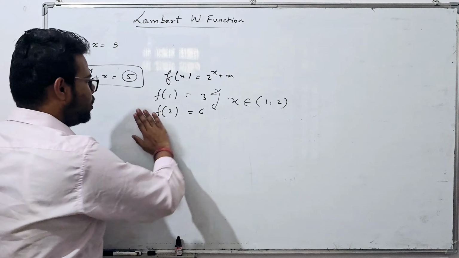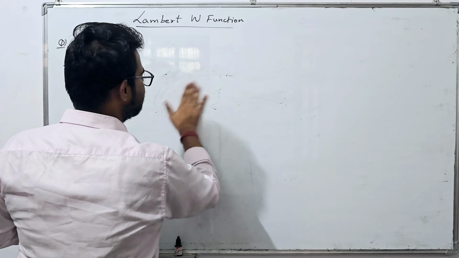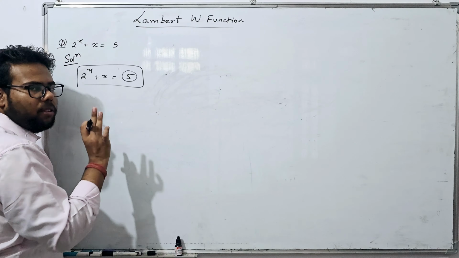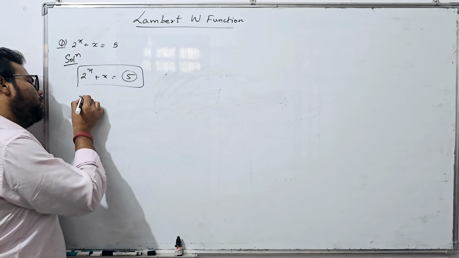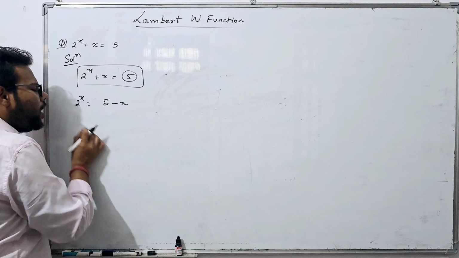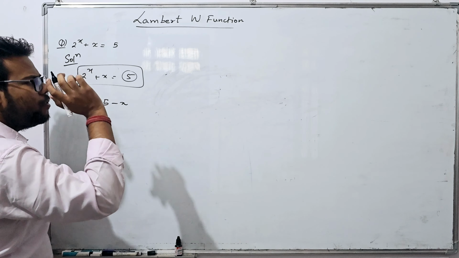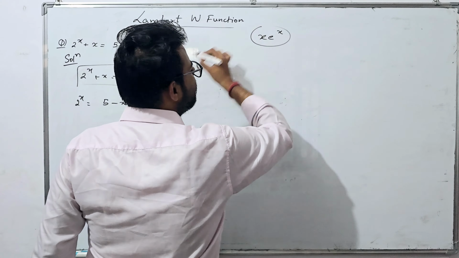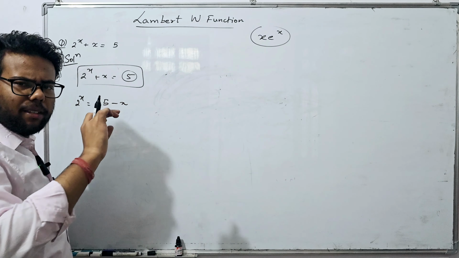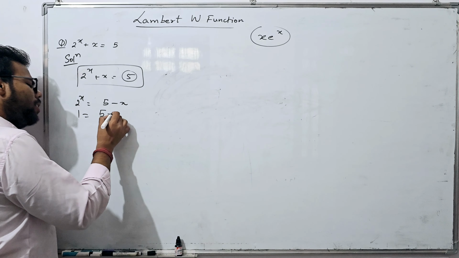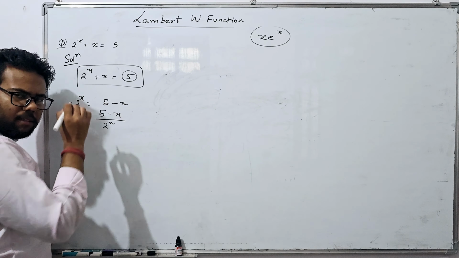Okay, so let's erase this and solve 2 raised to the power x plus x is equal to 5. So 2^x is equal to 5 minus x. Divide both sides by 2^x, because we have to make it in the form of x times a raised to the power x. So 1 is equal to (5 minus x) by 2^x.